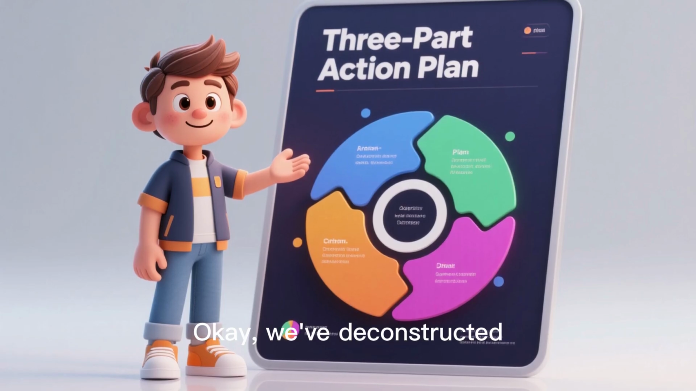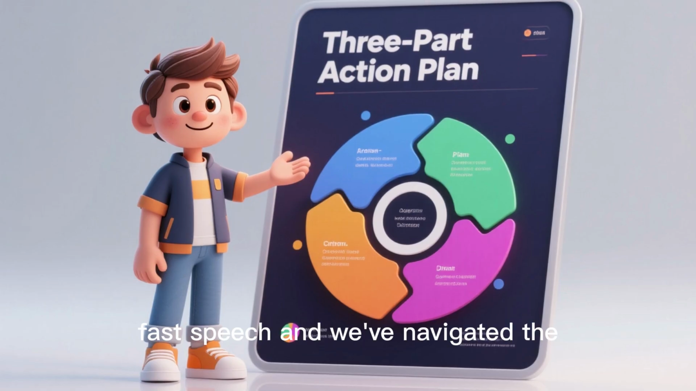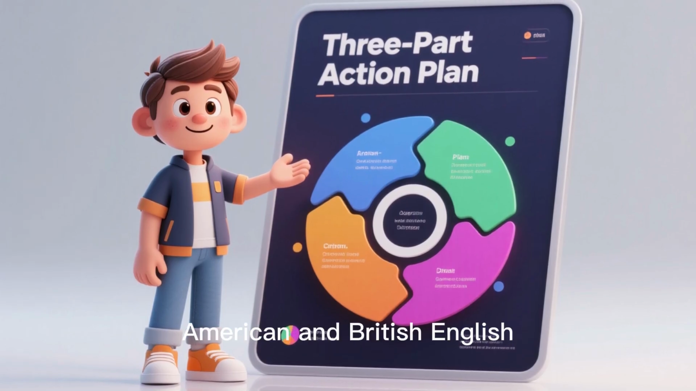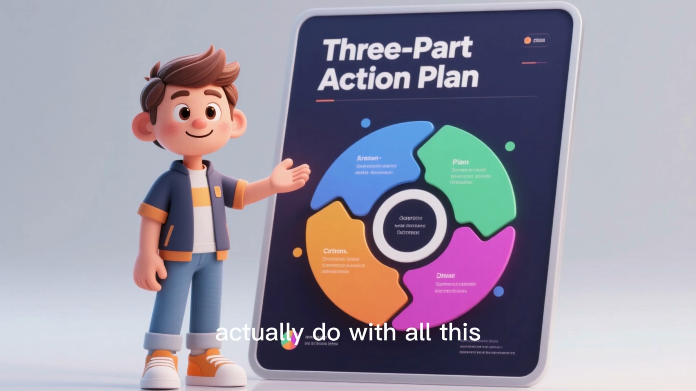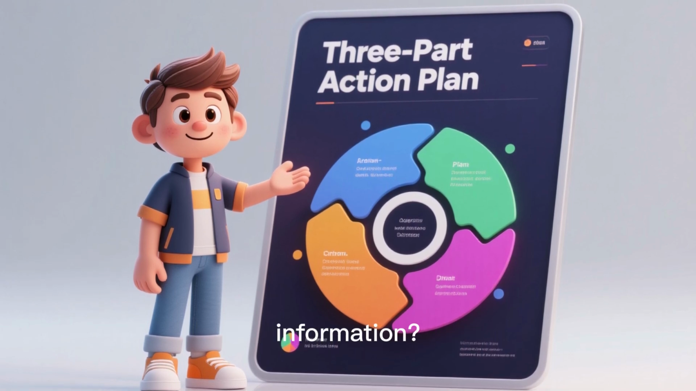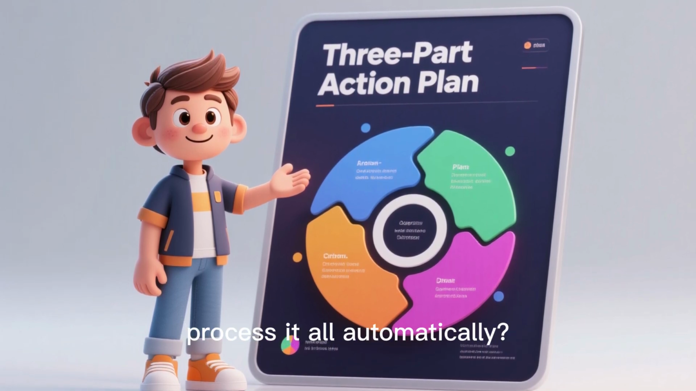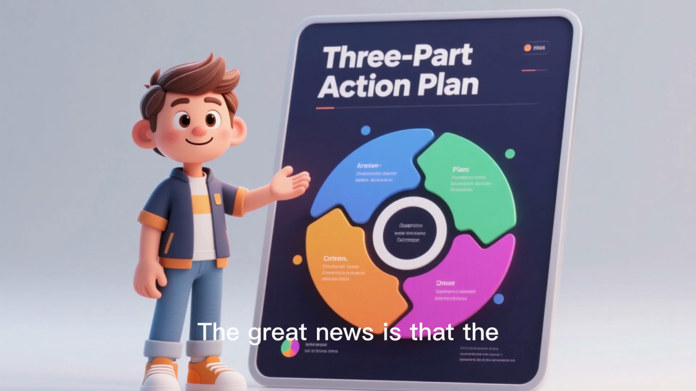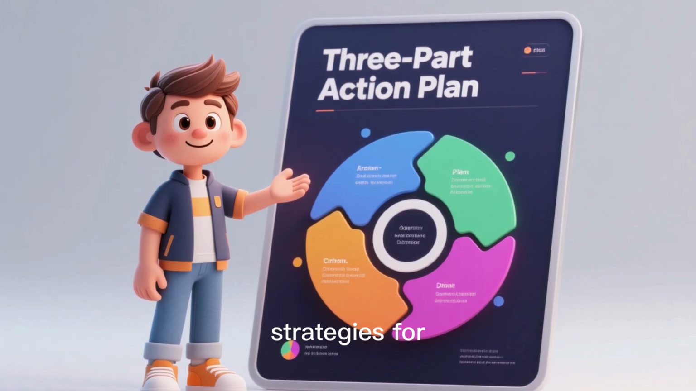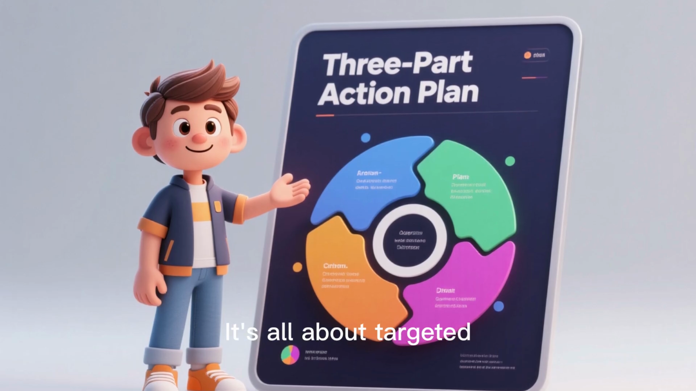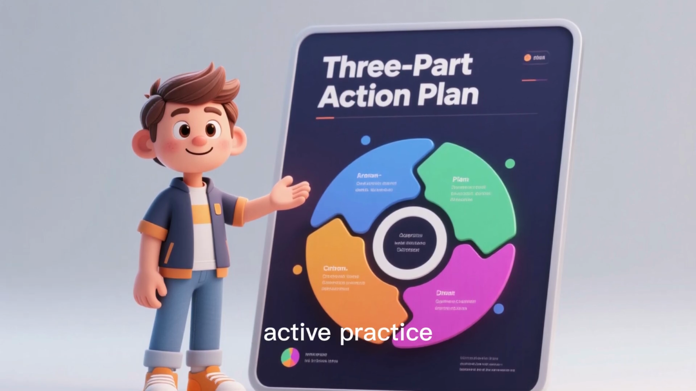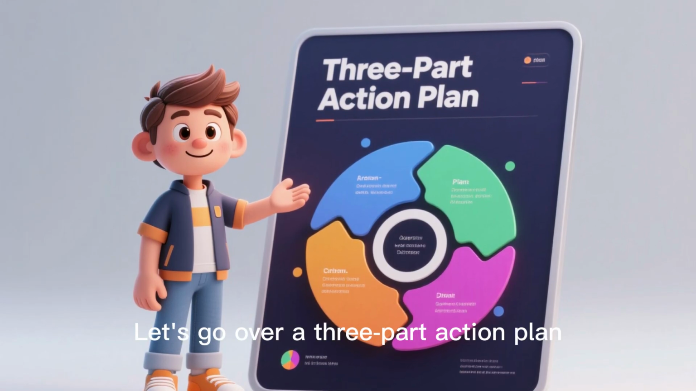Okay, we've deconstructed fast speech and we've navigated the differences between American and British English. Now, what do you actually do with all this information? How do you train your brain to process it all automatically? The great news is that the strategies for improving your listening work for any accent. It's all about targeted, active practice. Let's go over a 3-part action plan.